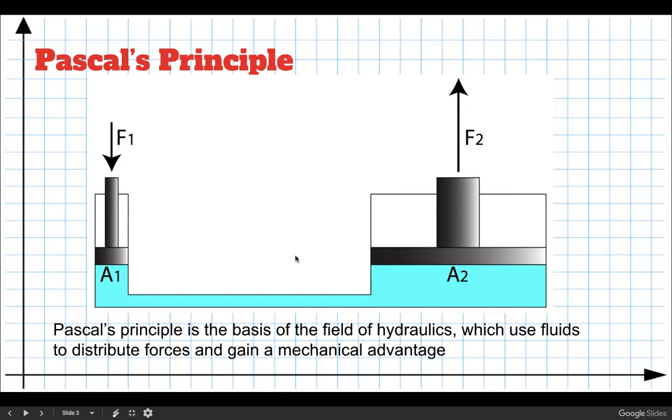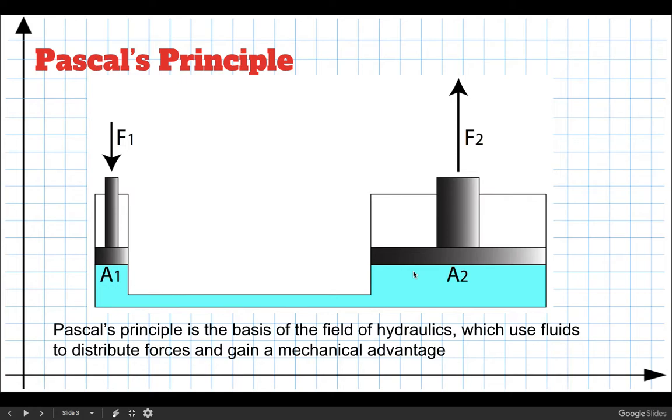So Pascal's principle, which is basically this idea that pressures are transmitted everywhere in a fluid, is the basis of what we call hydraulics, which use fluids to distribute forces. So in hydraulics, if you apply a force over here, that force divided by the area which it is applied creates a pressure in the fluid here. And because it's a fluid, the molecules can move and that pressure is transmitted all the way over to the other side. And then if you have a large area here, that can produce a very large force because the pressures at A1 and A2 are the same. So if you have a bigger area, you'll have a bigger force.